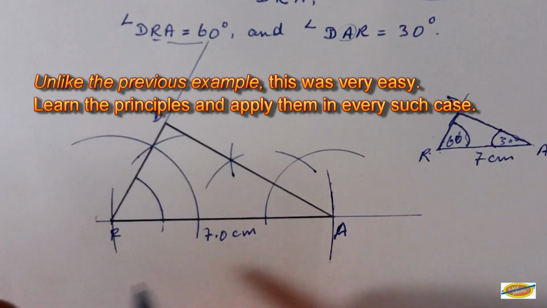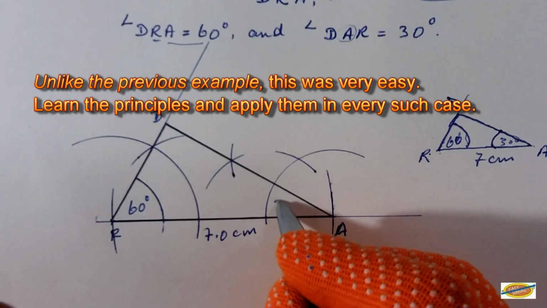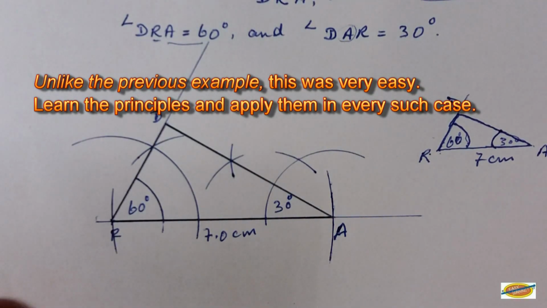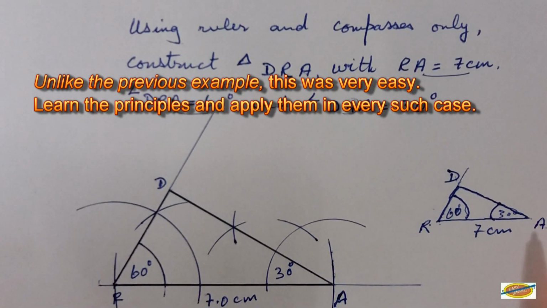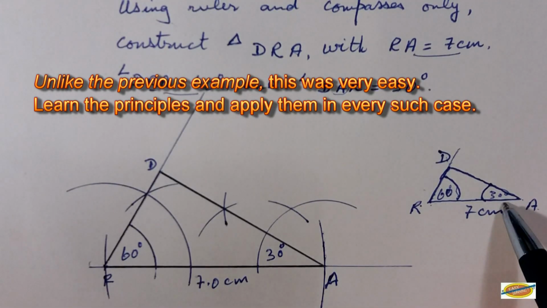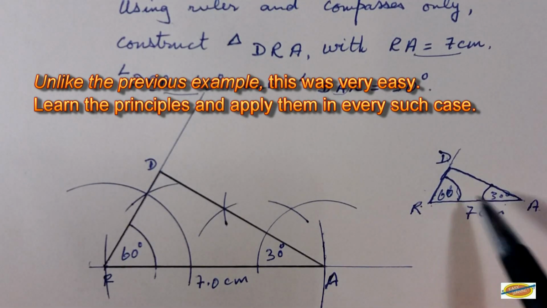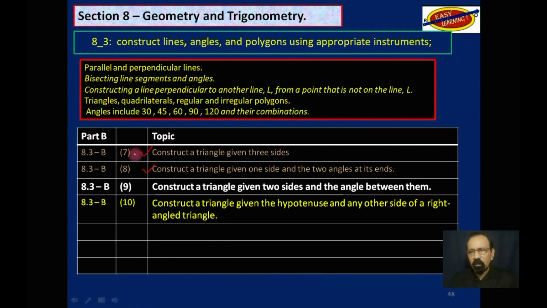And write in the specifications. Over here was 60 degrees. Over here was 30 degrees. And we have just constructed this triangle given one side and the two angles at the ends of that one side. That was done. This we just did. Principle 9. Construct a triangle given two sides and the angle between them.